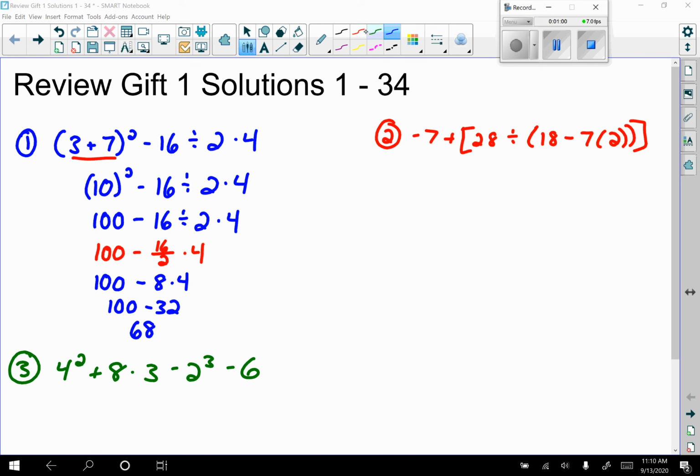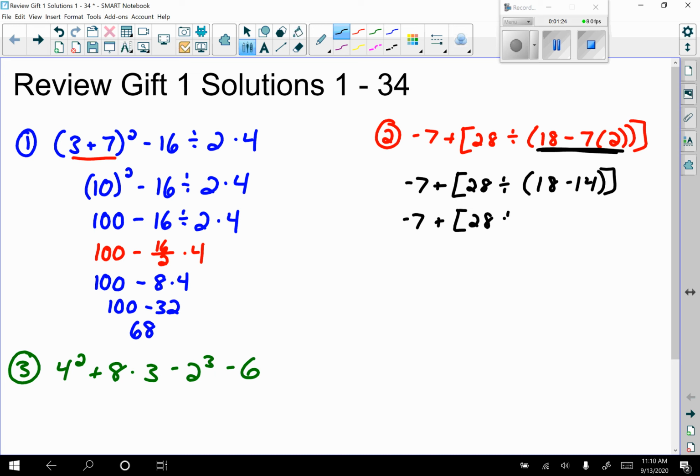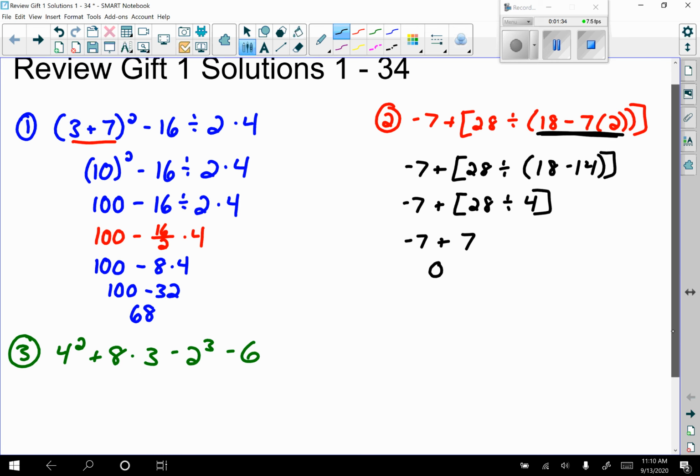All right, for number 2, we have several sets of parentheses. We want to do what's in the innermost part first. So we're looking at this, and of this part, we have to do the 7 times 2. So we're going to get negative 7 plus, and then in brackets, we still copy this. So we're first going to get 18 minus 14. After that, we still have to take care of the 28 divided by 4. Even if we didn't have the brackets, they're not necessary at this point. We would divide first, so we would get negative 7 plus 7, which would give us 0.